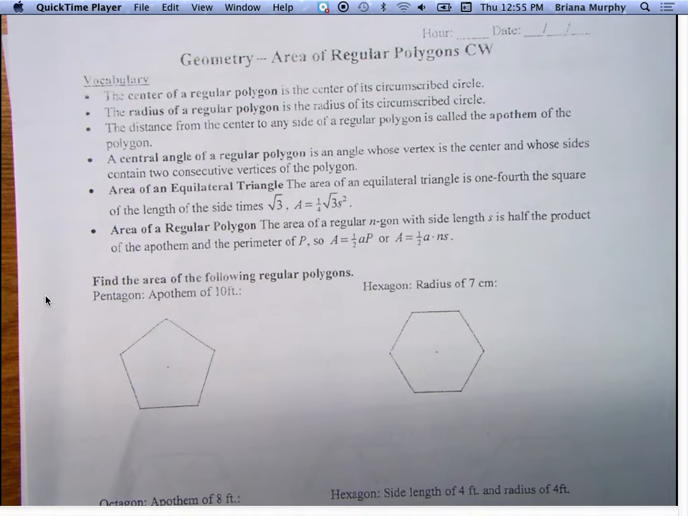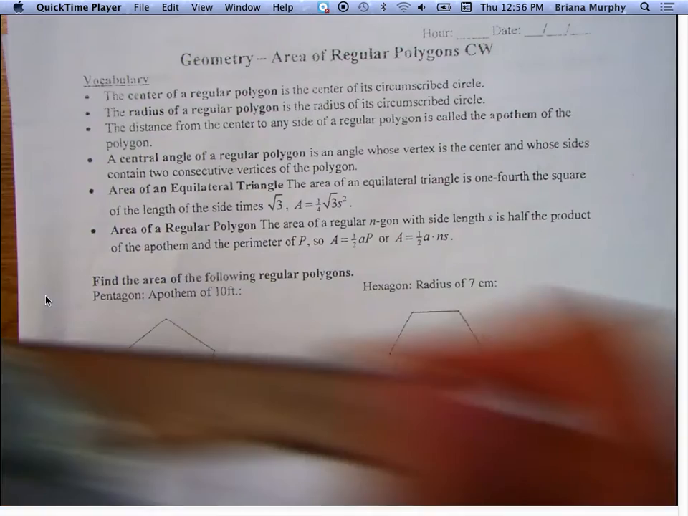Area of an equilateral triangle. The area of an equilateral triangle is 1/4 the side length times square root 3. So A equals 1/4 square root 3 x squared. The area of a regular polygon is half the product of the apothem and the perimeter. So area equals 1/2 apothem times perimeter, or area equals 1/2 apothem times the number of sides times the length of that side.